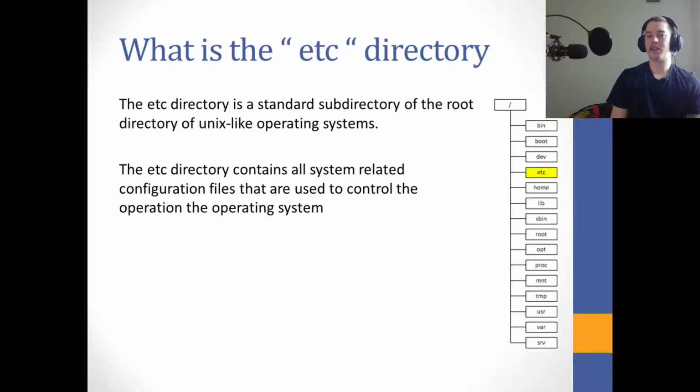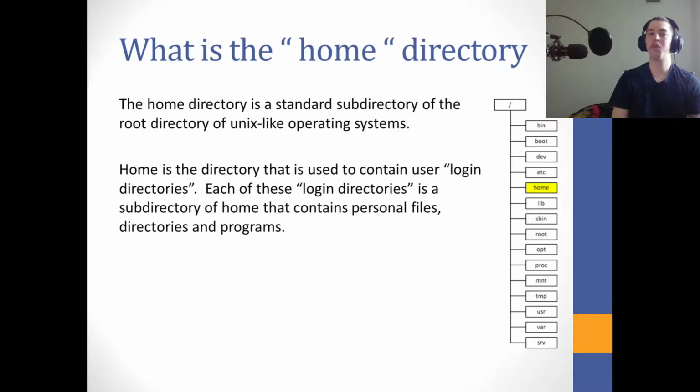The etc directory contains all system-related configuration files that are used to control the operating system. Home is a directory that is used to contain user login directories. Each of these login directories contains personal files, directories, and programs.